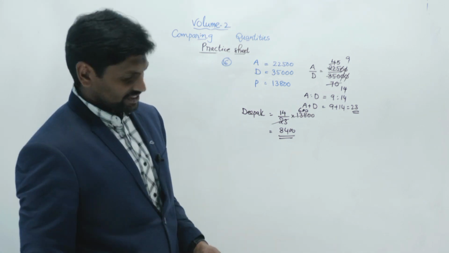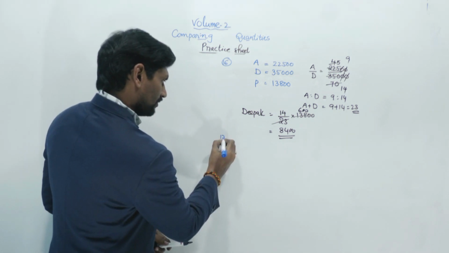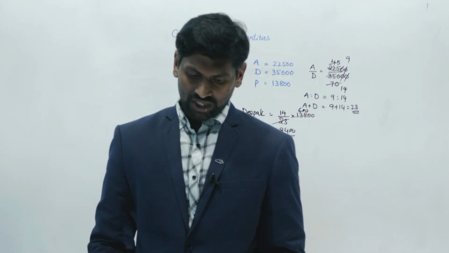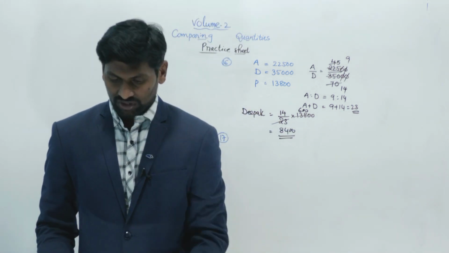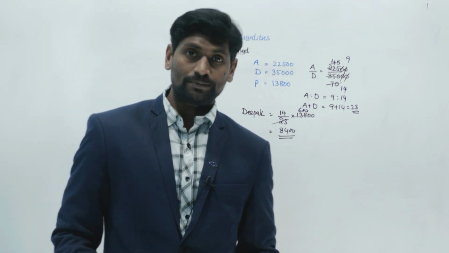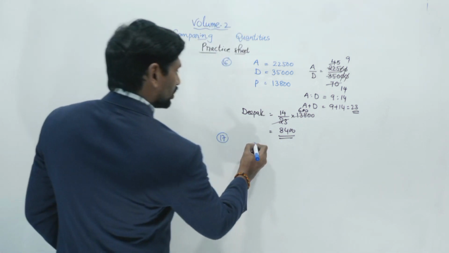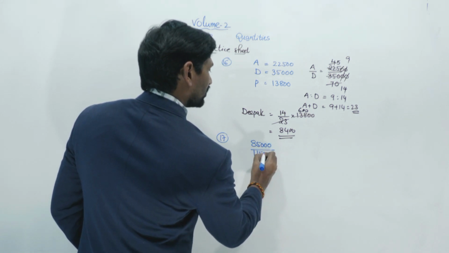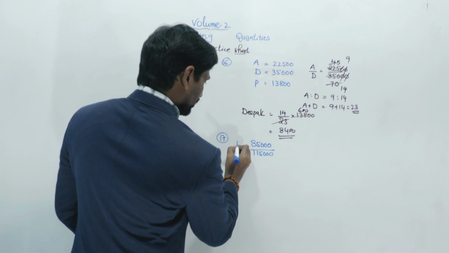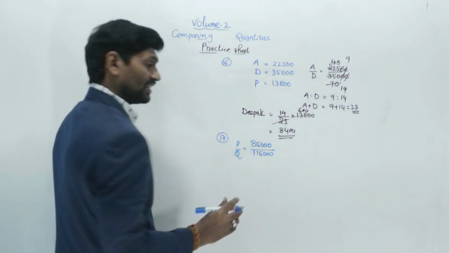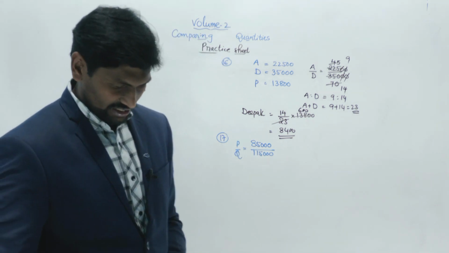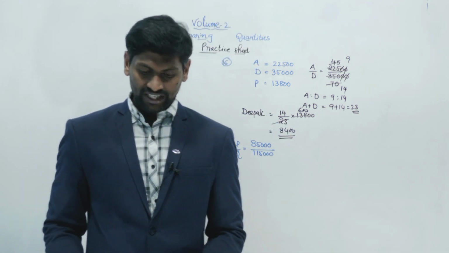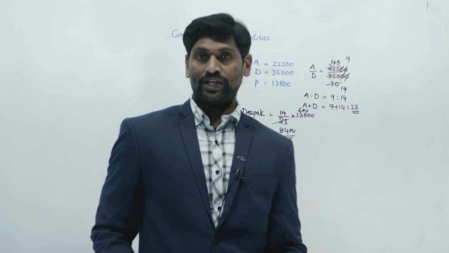Yeah, the next problem, the 17th one. Given that P and Q started a business with 85,000 rupees and 1,15,000 rupees respectively. Let us try to find their ratio first. In what ratio should the profit earned after 2 years be divided between P and Q respectively?